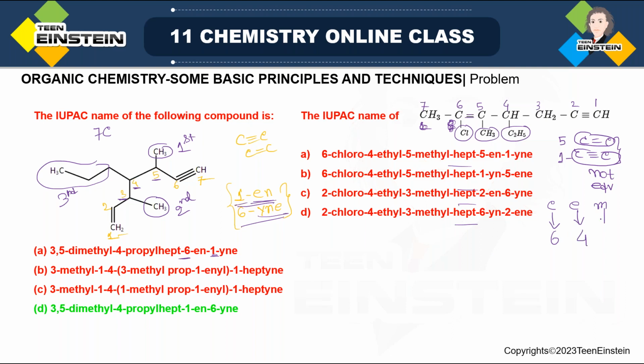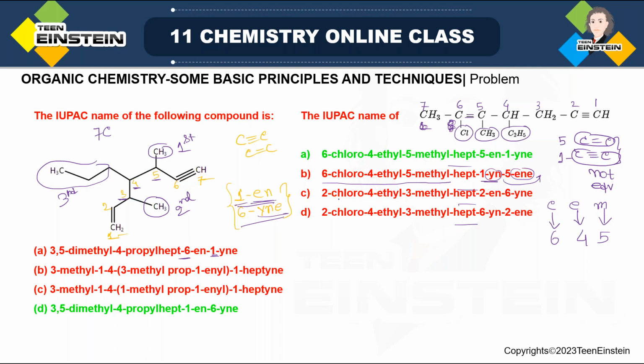Ethyl is at 4, methyl is at 5. So everything is matching with the first option, right? So that is why this should be correct. Now look at the other options and why they are not correct. If you are considering the second option, up to this point, there is no problem. The problem is here. Yne is mentioned before ene. That is not correct. It should be here because of the alphabetical order.